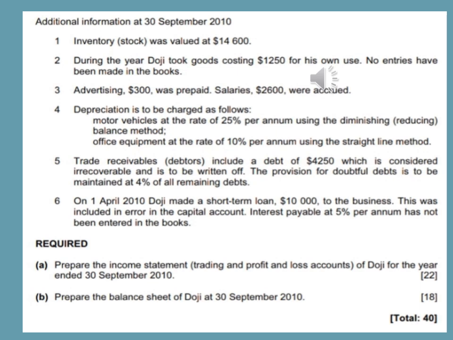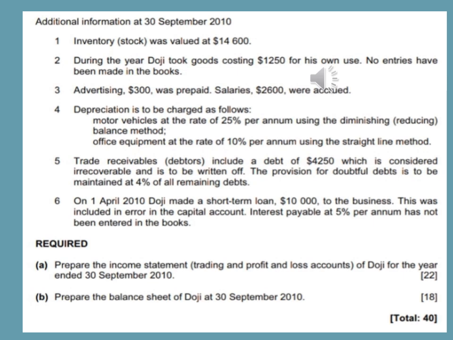Now point number 4 says depreciation is to be charged as follows. We have already come across both these methods, diminishing reducing balance and straight line method. I hope we all know how to treat them. Depreciation is to be charged as follows: motor vehicles at the rate of 25% per annum using the diminishing reducing balance method, office equipment at the rate of 10% per annum using the straight line method. We will apply this 25% on the net book value at the start of this year, and we will apply this 10% straight away on the cost. I'm not going into the details of these two methods.